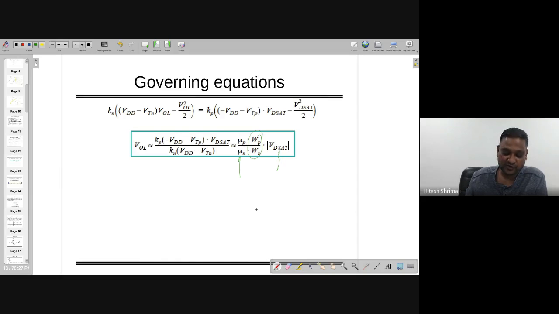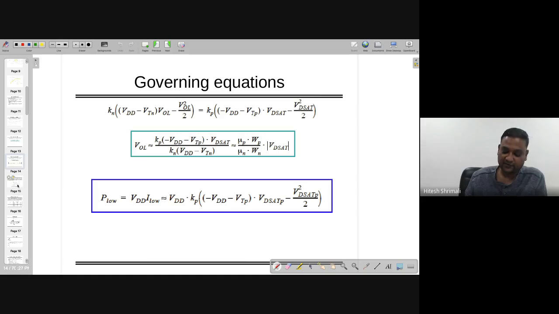Because increasing W means decreasing the resistance of PMOS. So that is what we need to make sure, that the resistance offered by PMOS should be lesser than the resistance offered by NMOS. And if you look at the power consumption, it is nothing but whatever the low current is, just keep it over here and equate that, and it is going to give you the static power. Note that here no load capacitance is kept, that's why it's not there.